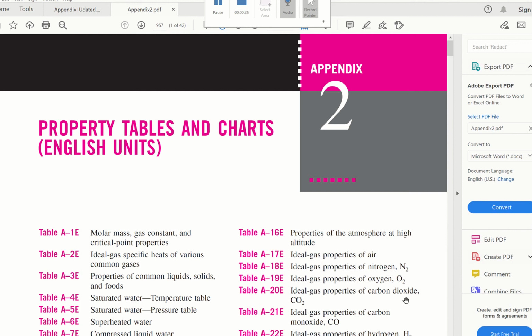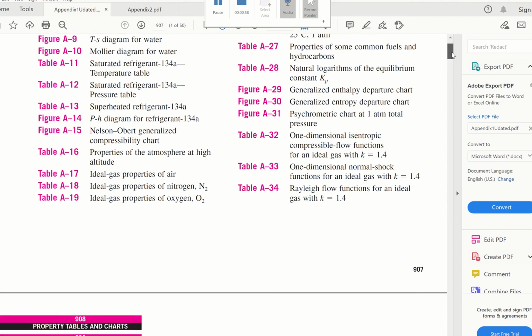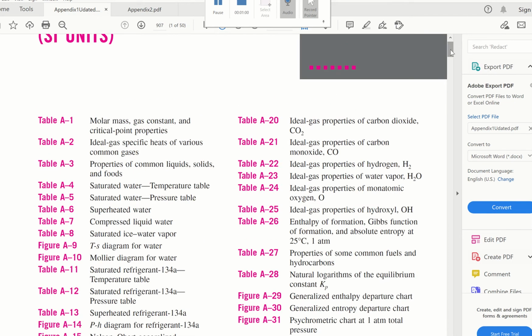For example, table A4 is the saturated water temperature table. And if you go back to Appendix 1, SI units, it's also the saturated water temperature table. So it's the same contents, it's just in a different unit. Okay. So knowing that, I'm going to particularly look at a few tables. That's going to be our tables A4, 5, 6, and 7.